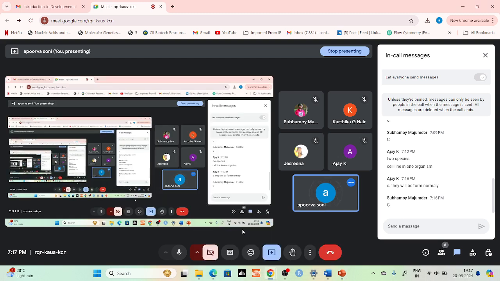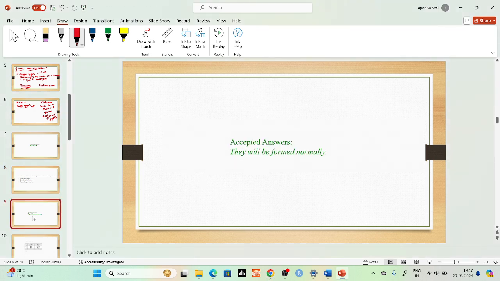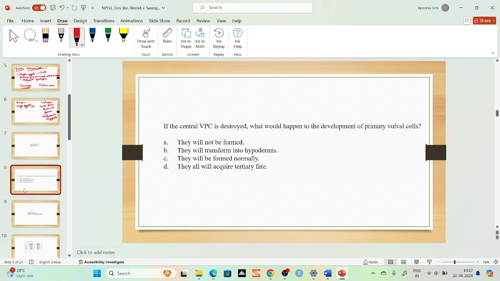So Ajay has answered C, that is, they will be formed normally, and Shubhamoy has answered C, they will be formed normally, and what is the correct answer? C. So C is the correct answer. So for this vulval cell in much detail, I think sir has described in the lecture. You can go and see through the lecture.